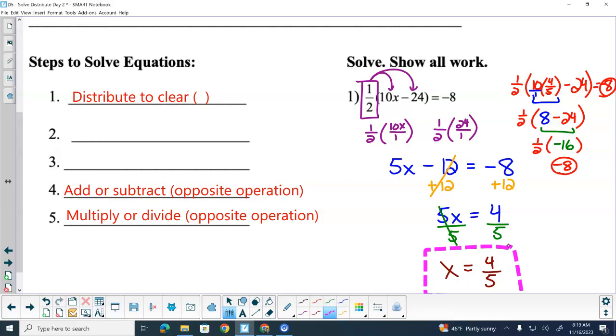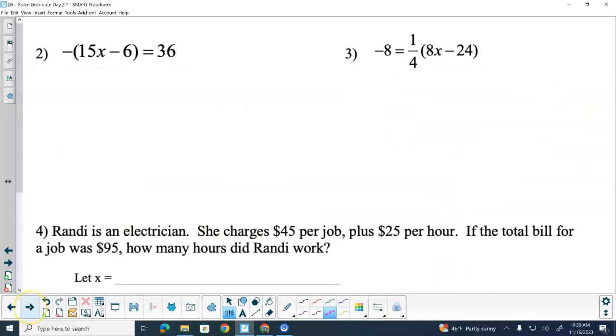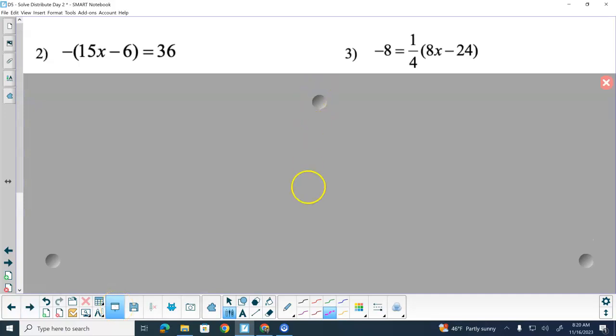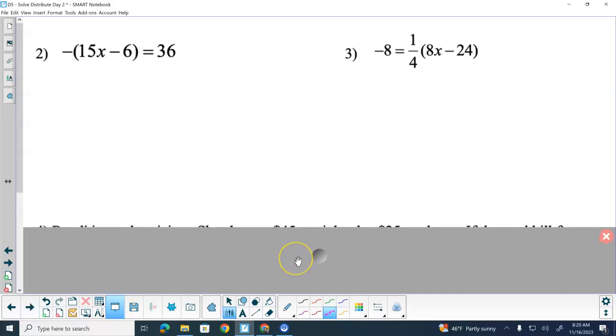Questions, comments, concerns, clarifications? Awesome sauce. What do we got next? Oh, yeah. Let's do, I'll give you a couple of minutes here to do those two, and then we'll do the word problem together. Is there more than just after the word problem? There's 2 word problems. All right, we'll do 1 word problem together, and then you can do the last word problem by yourself.